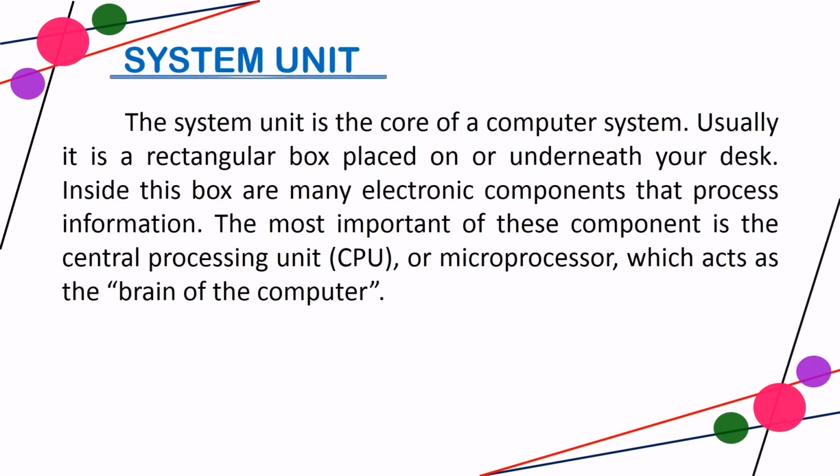System Unit. The system unit is the core of a computer system. Usually, it is a rectangular box placed on or underneath your desk. Inside this box are many electronic components that process information. The most important of these components is the central processing unit, which acts as the brain of the computer.